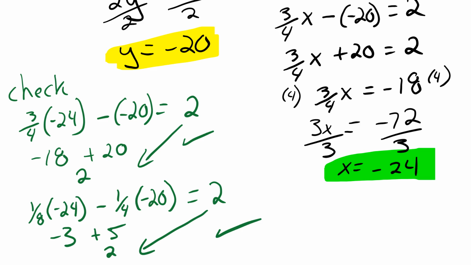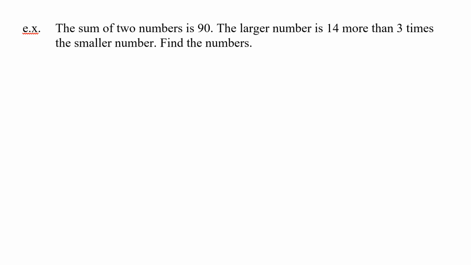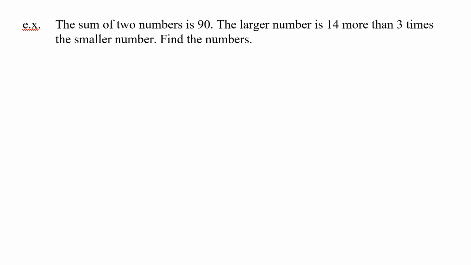And finally, let's go to our last example. We know our last examples for this unit have been us creating the equations. So the sum. Well, there's a keyword for us. What's the sum mean? Well, sum means addition. The sum of two numbers is 90. The larger number is 14 more. Well, what's 14 more mean? More is another way we say plus. Then 3 times the smaller number, times its multiplication.